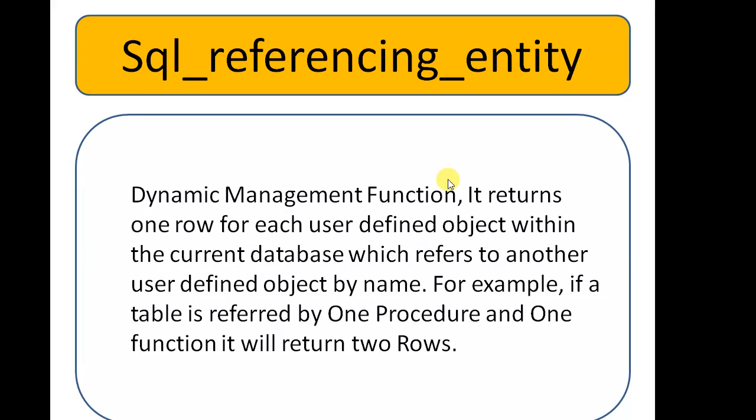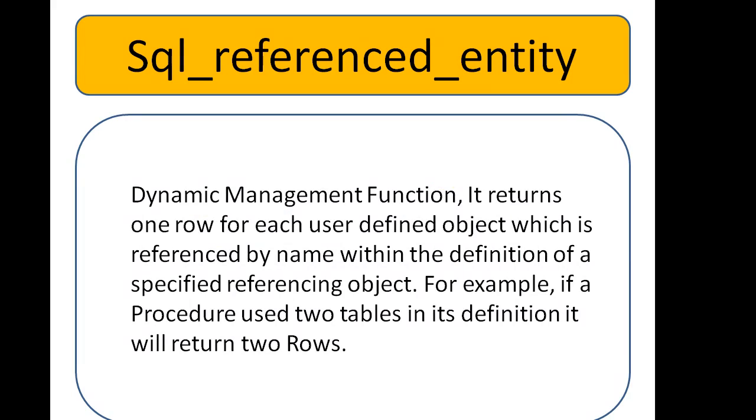The second dynamic management function is sql_referenced_entities. This is similar to referencing entities, and it returns one row for each user defined object which is referenced by name within the definition of a specified referencing object. For example, if a procedure used two tables in its definition, it will return two rows. So if that object was referred by some other objects, it will return the list of objects.